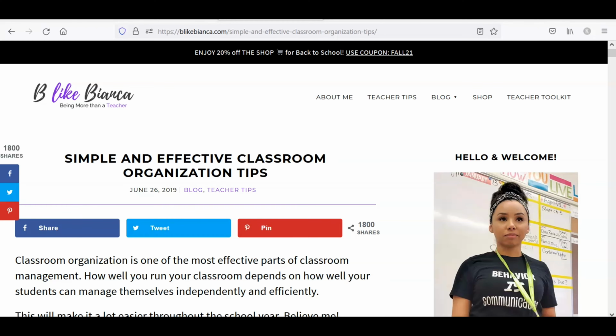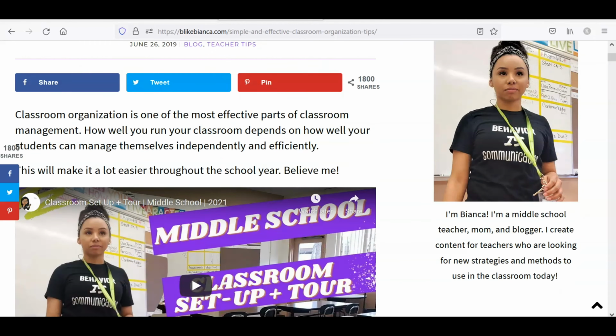Let's go ahead and get into the simple and effective organization tips, because based off of your classroom, if you already have a classroom that has your systems and your routines set up, you first start with your organization, okay? So once you have in your mind what you want to do and have it listed out, you want to create your classroom so that it flows well and matches what your routines are. Classroom organization is very effective with classroom management, so this is why everything flows together.